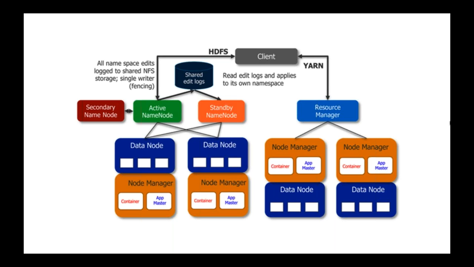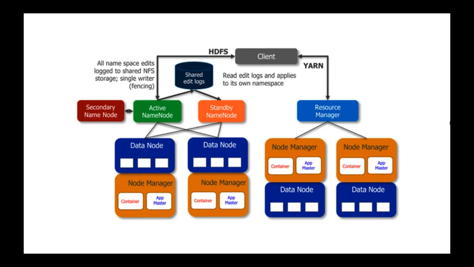The same formula applies in the 2.0 version. That means you can have multiple name nodes, and each individual name node is independent from the other name node. That means high availability. Federation is a concept of multiple name nodes, independent from one name node to another. Why this federation concept? It is for high availability.